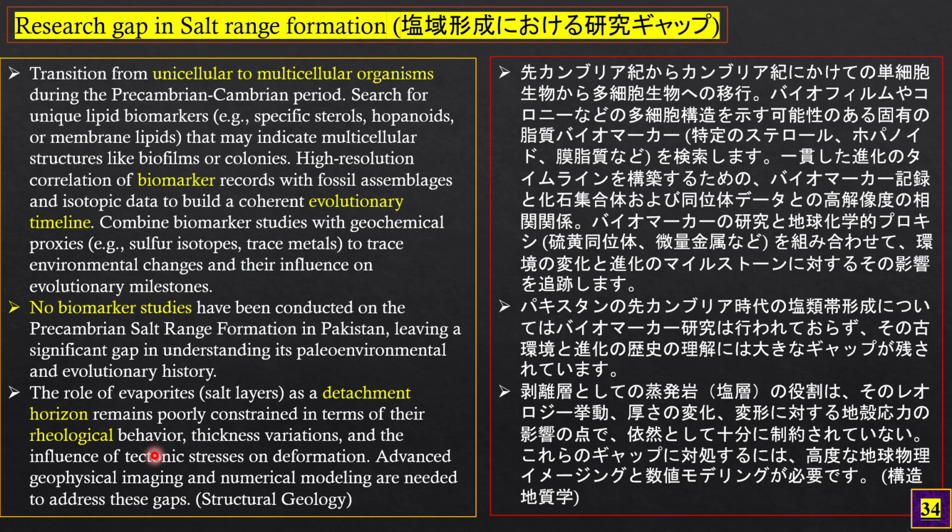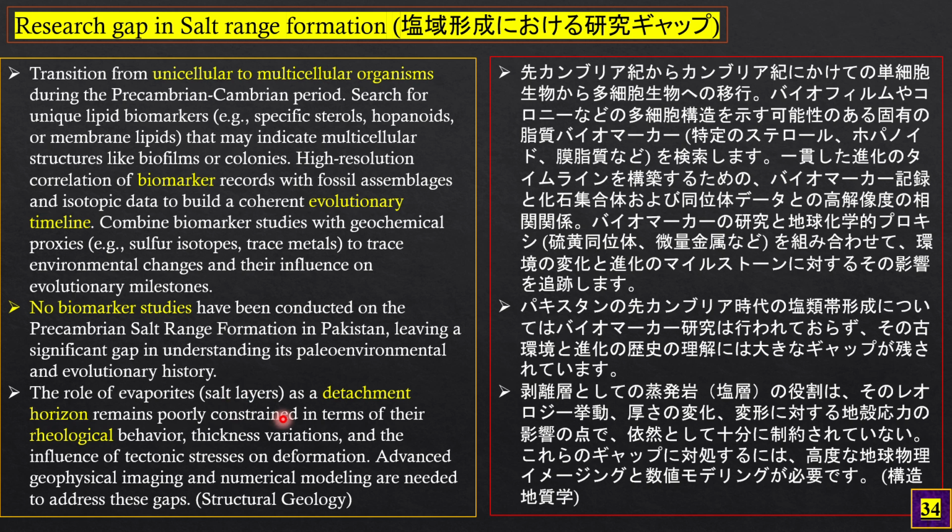The research gap present in the Salt Range formation is the unicellular to multicellular evolution. If you study detailed biomarkers, you can record the evolution. It is a big mystery, the evolution from unicellular to multicellular, and this evaporite to Cambrian transition. There is no biomarker study in Pakistan, so this is a very significant gap in understanding its paleoenvironmental and evolutionary history.